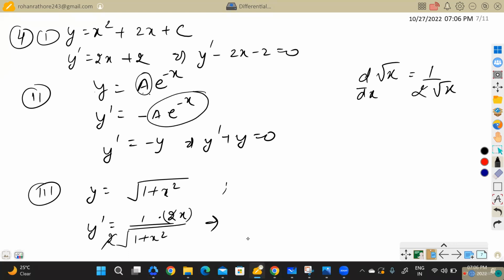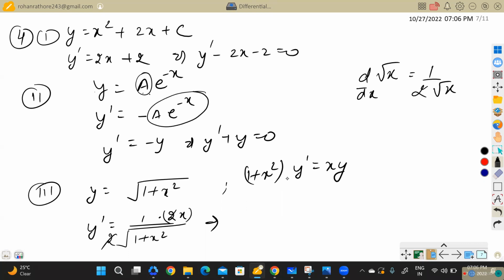So we don't have to actually do this, because the differential equation says 1 plus x square times y dash equals xy. So we have to solve for this. Can't we substitute it? Yes, we can, just substitute the value of y dash and solve.